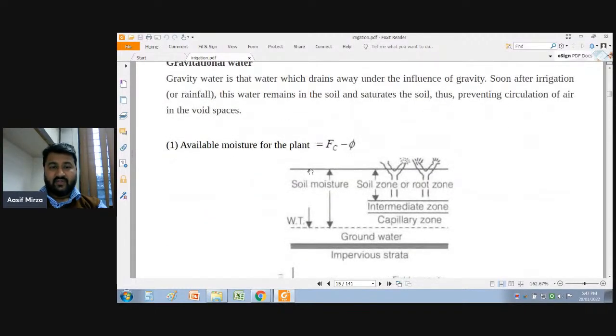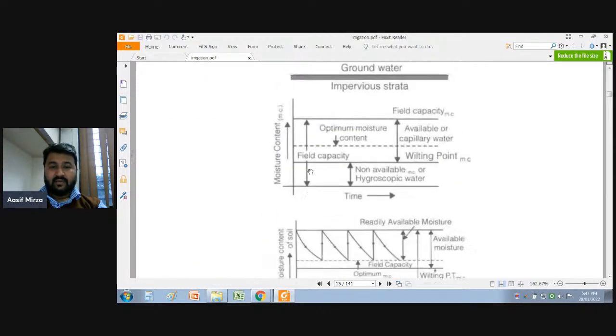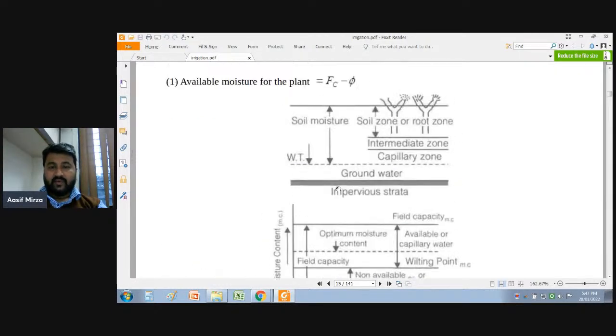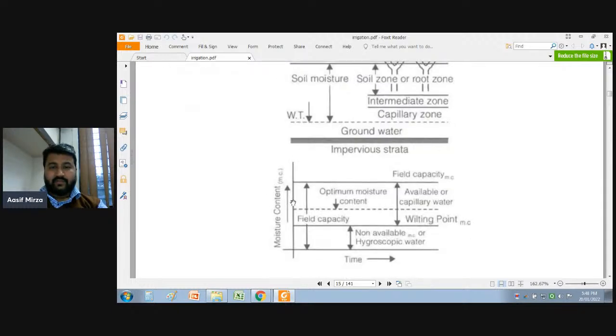Now, available moisture for the plant we can see here in the diagram. This is the impervious strata, this is the groundwater, this is the roots, this is the soil zone or the root zone. This is the intermediate zone and this is the capillary water, so this is the soil moisture we have. And this is the water table.